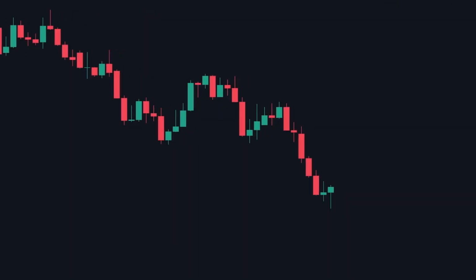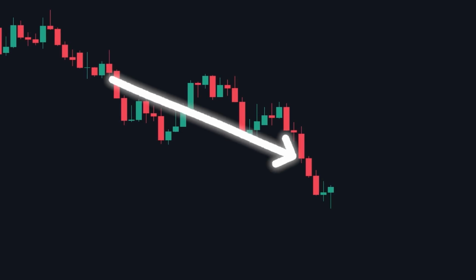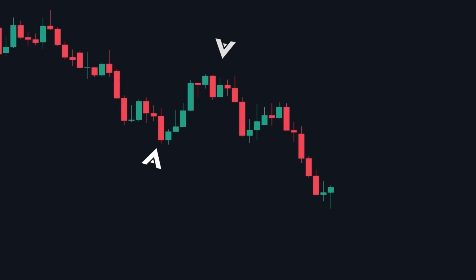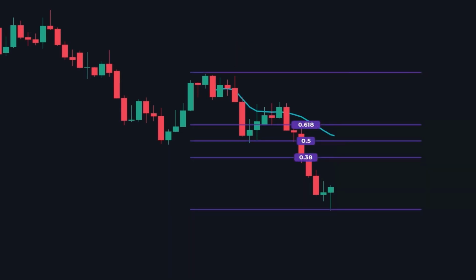Here's an example. We begin with an established downtrend. The price swings low, followed by a pullback. After breaking the previous swing low and forming a new low, we find the high and plot the anchored VWAP from there. We then apply a Fibonacci retracement from the most recent high to the new low.